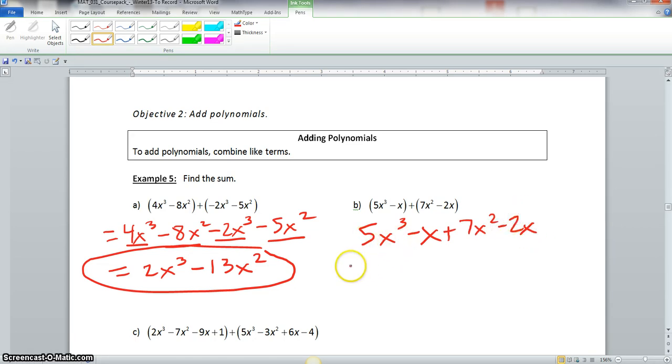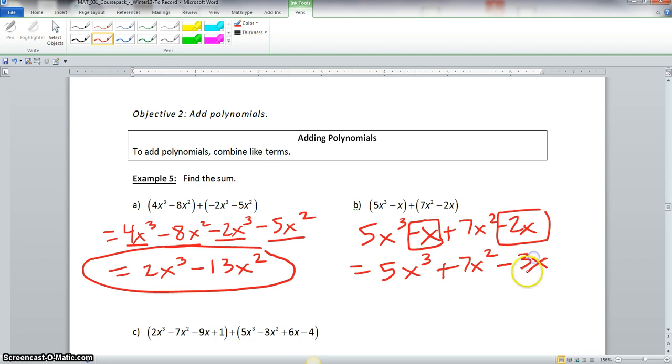Now, we have no like terms for the x cubed, so we bring down our 5x cubed. No like terms. Matter of fact, there aren't any like terms here. So we'll bring these down. Well, actually, there is one set. We have this negative x and this minus 2x. Negative x minus 2x is a minus 3x. And we're done.